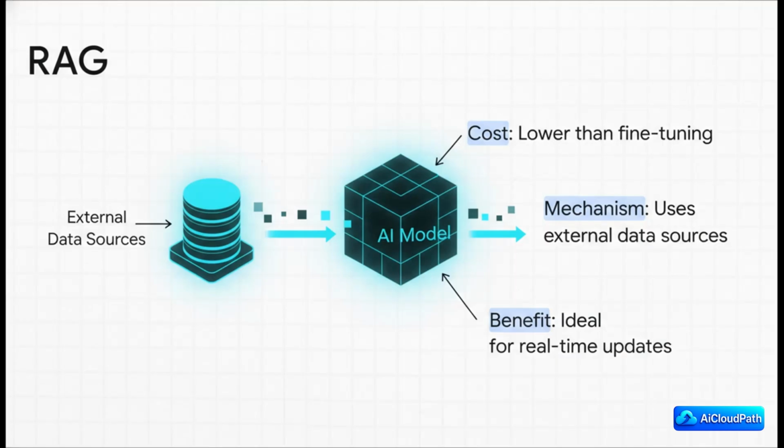The huge win with RAG is all about being current and relevant. It's super cost-effective because you're not actually modifying the core model. Instead, you're just giving it access to external knowledge, whether that's your company's internal documents or a constantly changing product catalog. This means its answers are always based on the very latest information.